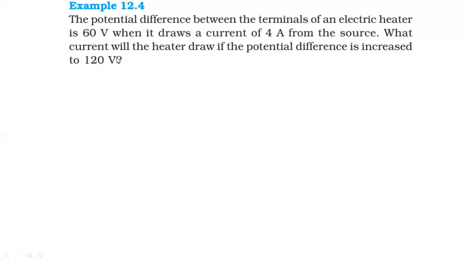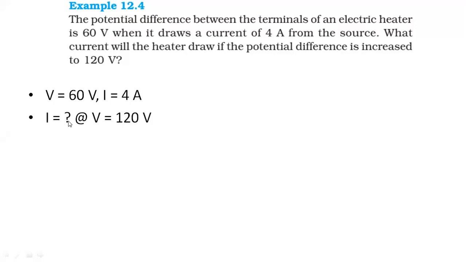So for this case we need to first find out the resistance of the electric heater. R we need to find out. Okay, because R is constant. So first we need to find out R from this 60 and 4. So we have been given V as 60 and I we have the value 4 ampere. From this we are going to find out resistance, because then that resistance can be used for the second case. Okay? So let us use the formula.